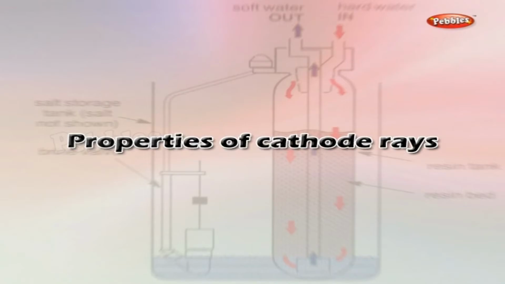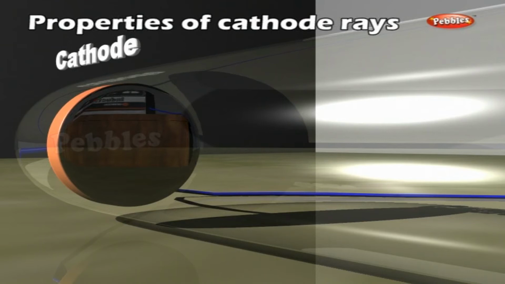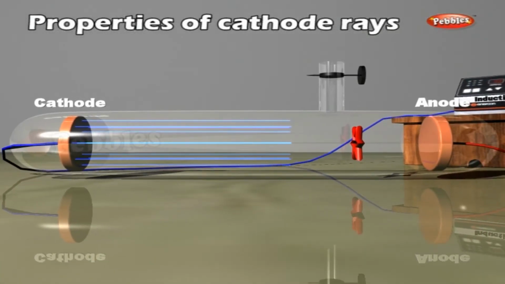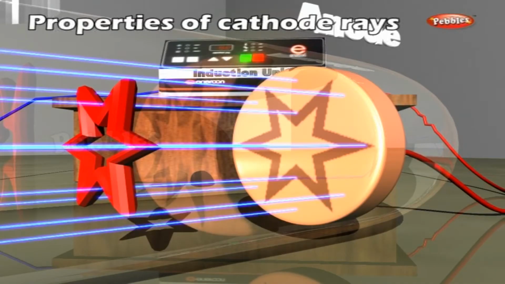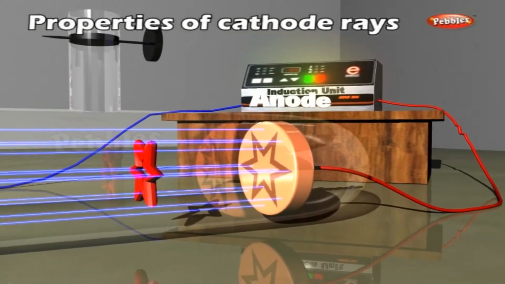Properties of cathode rays. Cathode rays travel in straight lines. An object is placed in the path of cathode rays where a sharp shadow is formed. It shows that the cathode rays travel in straight lines.